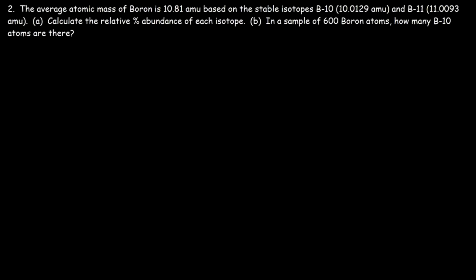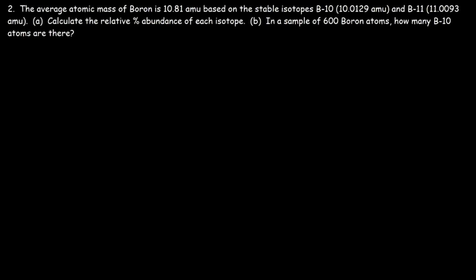Now let's move on to our second example. The average atomic mass of boron is 10.81 atomic mass units based on the stable isotopes B10 and B11, and we're given the mass of each of those stable isotopes. Part A: calculate the relative percent abundance of each isotope.